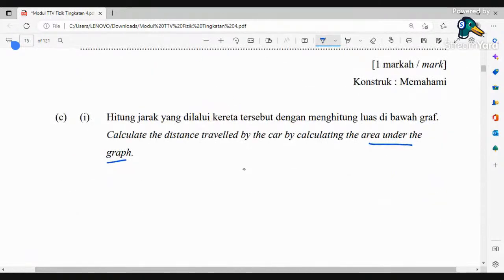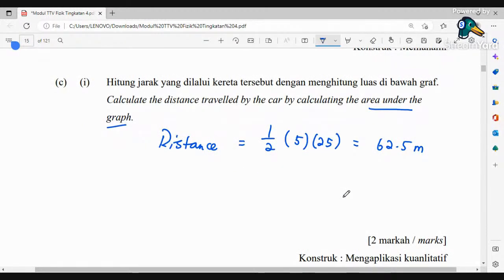Okay, so kita akan tulis jawapan. Distance equals... Okay, so let you know 5 meter. Unit ikut graf. Okay, so ini 2 markah. Tunjuk calculation jawapan dengan unit yang betul. 2 marks. Soalan application.